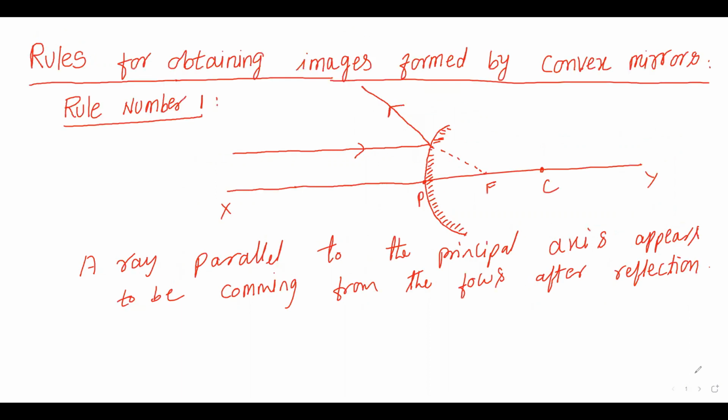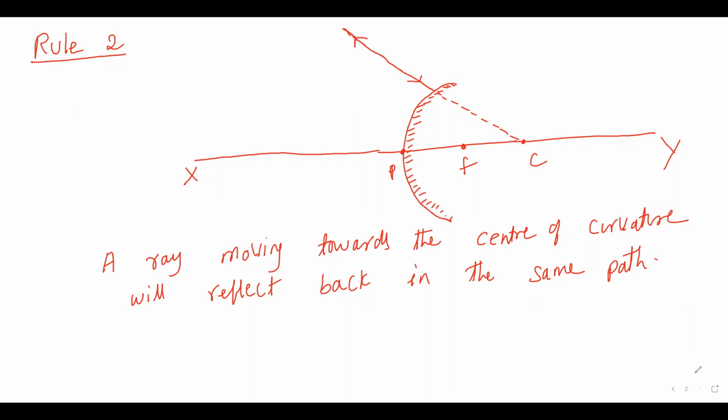This was rule number 1. Parallel ray will appear as if after reflection it is moving away from the focus. Next, the ray passing towards center of curvature will reflect back in the same direction. Third rule. Draw a convex mirror as usual.